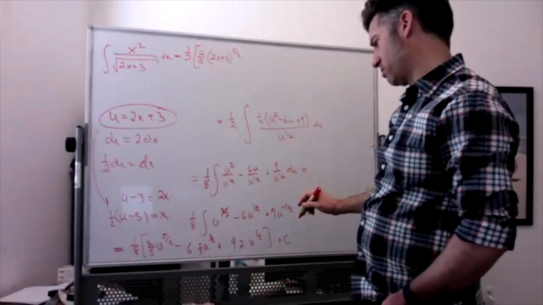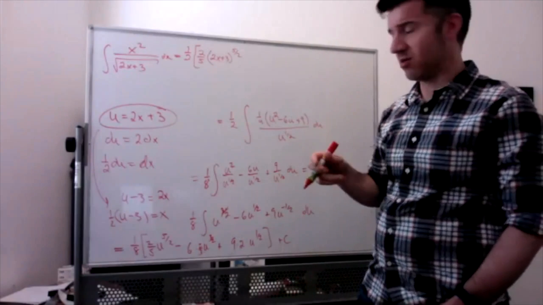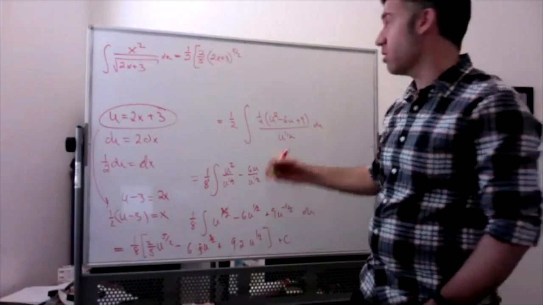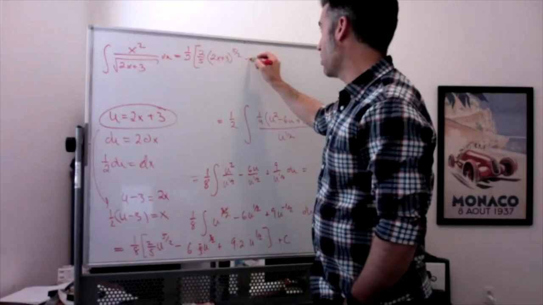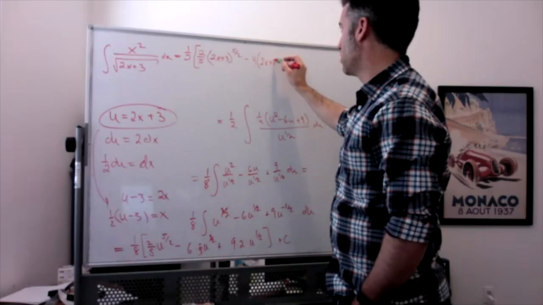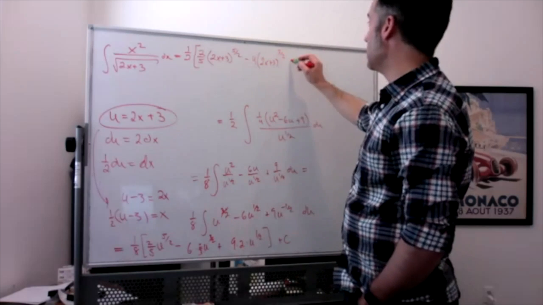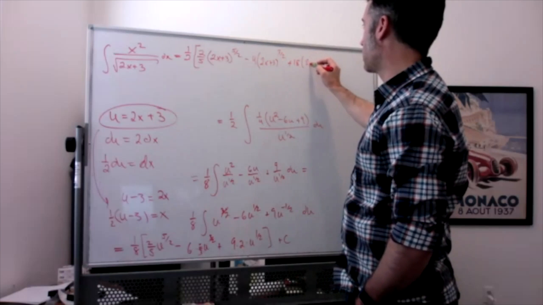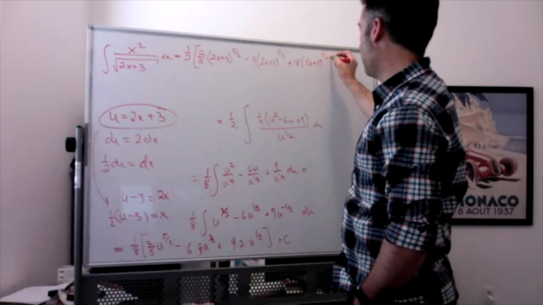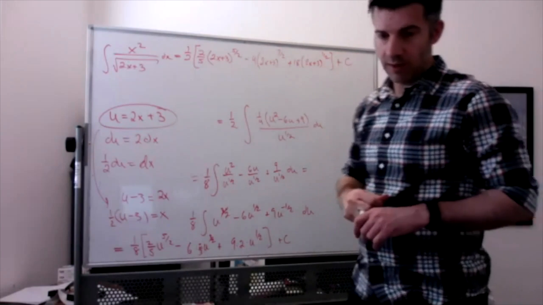Sorry, no. I multiplied 3/2 in my head, not 2/3. 6 times 2/3 is going to be 4. So we're going to get minus 4 times 2x plus 3 to the 3/2. And then we're going to get plus 9 times 2 is 18 times 2x plus 3 to the 1/2 plus c. And that's how you do a problem like that.